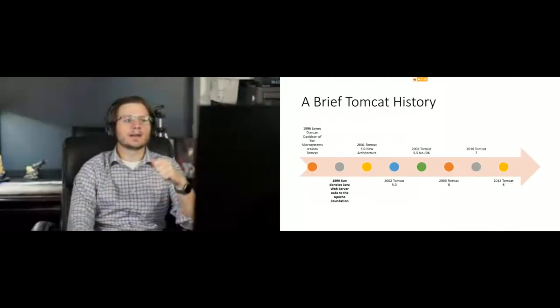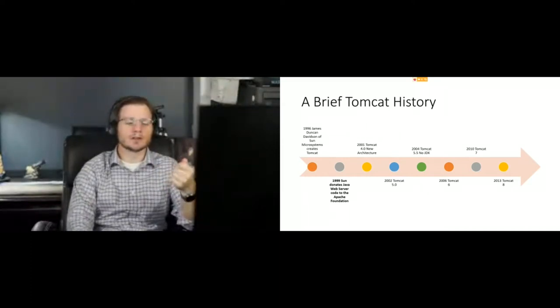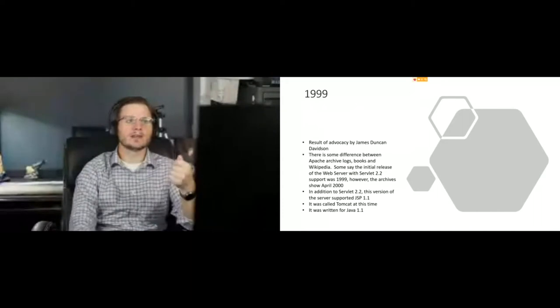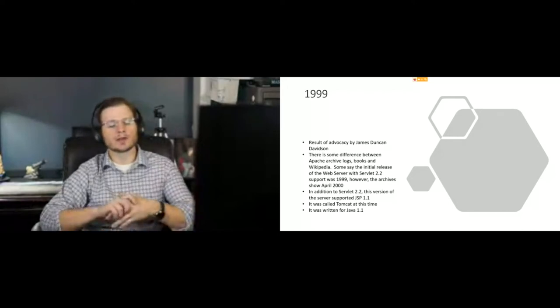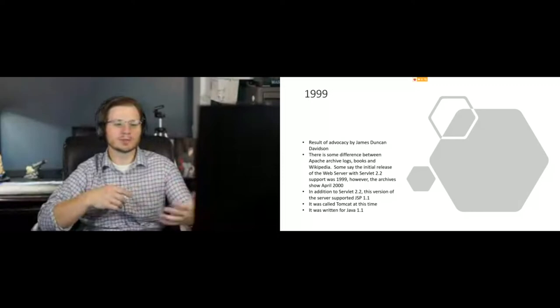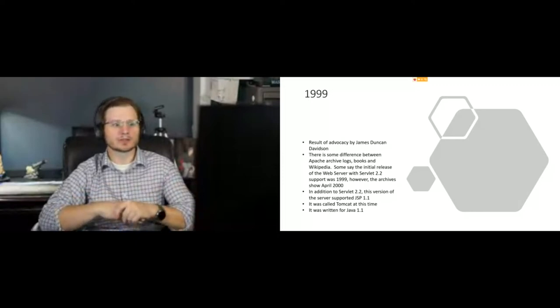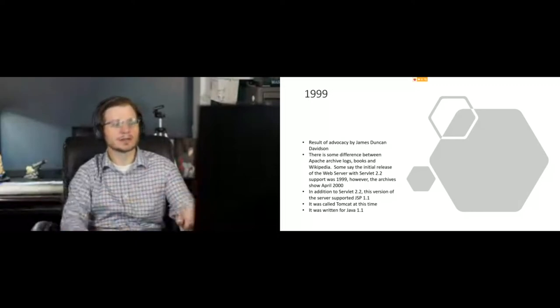So in 1999, after James Duncan Davidson had been working on Tomcat for a number of years, he advocated that Sun donate the project, and they did. There were some initial releases in late 99 and the early 2000s with the implementation of early servlet 2.0, 2.2. And this was also the introduction of JSP, which is Java Server Pages, and it was written on Java 1. So we're talking about a very long time ago.